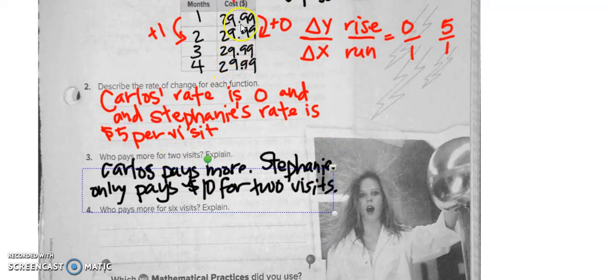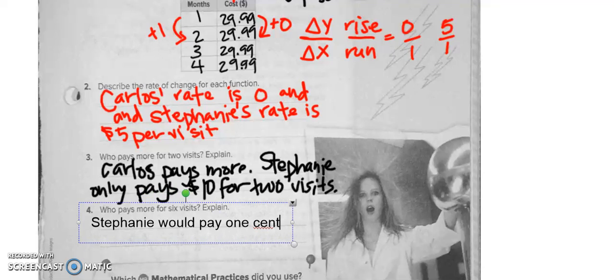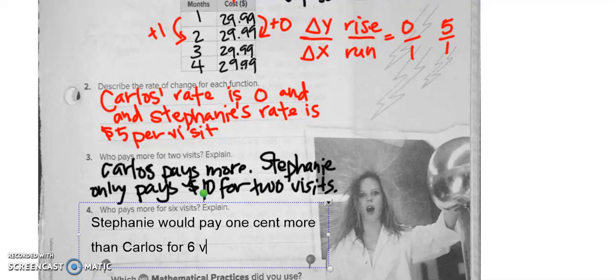At that point, that is the point where Stephanie pays more. She would pay a penny more. So Carlos would still have paid $29.99. Stephanie would go to 30. She'd actually pay 1 cent more than Carlos. So let's get that in there. Stephanie would pay 1 cent more than Carlos for 6 visits.